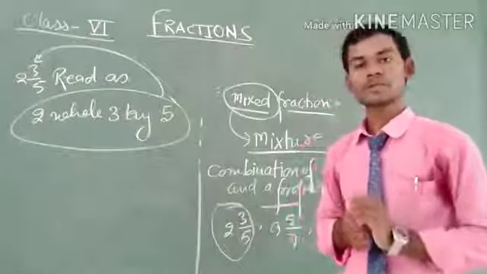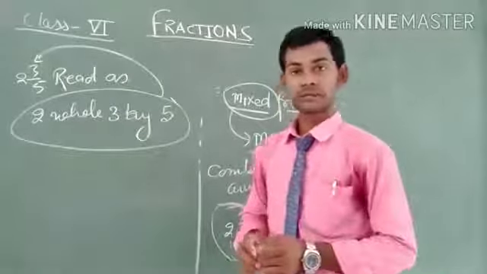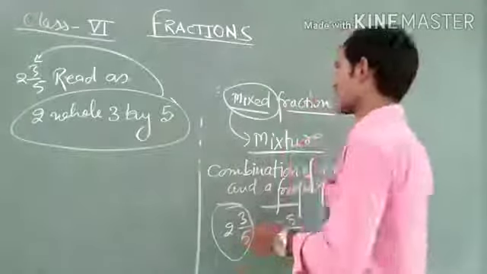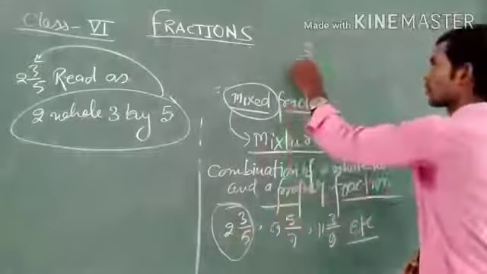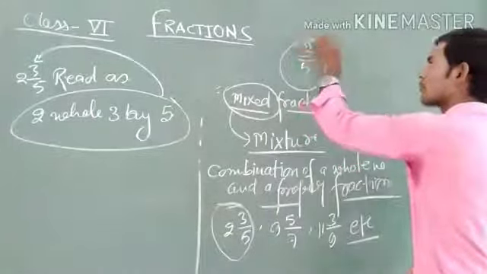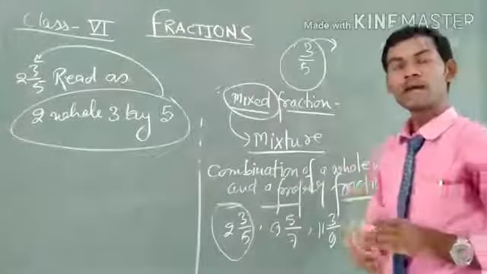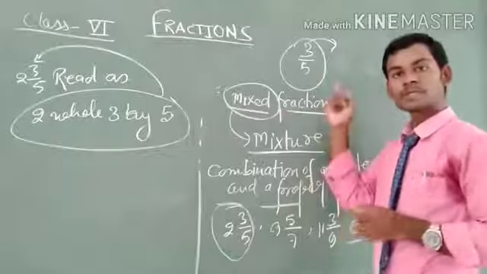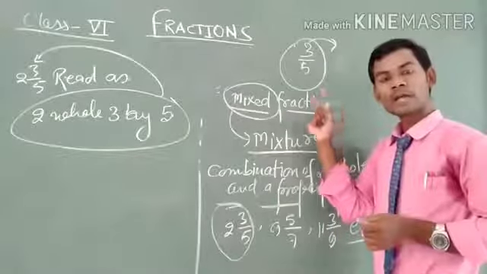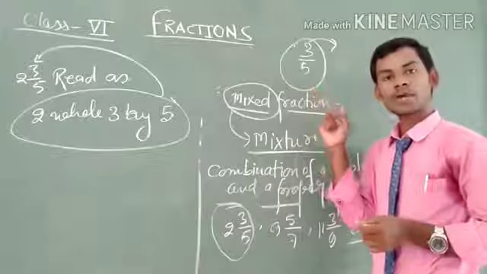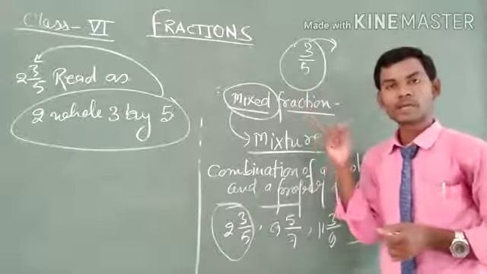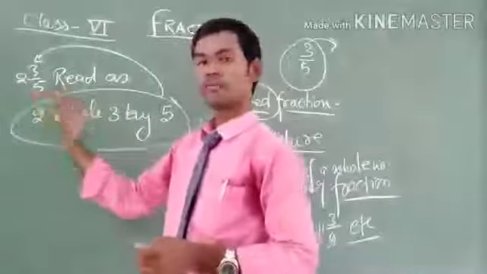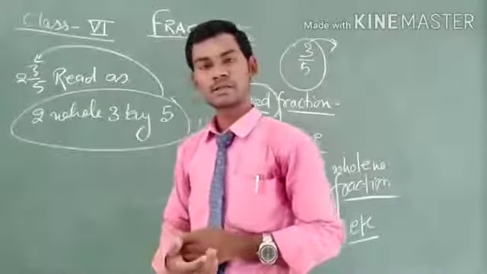And what is the meaning of this fraction? It is also necessary to know the meaning of the mixed fraction. Why? Because if I write here a proper fraction 3 upon 5, then the meaning of 3 upon 5 is that 3 parts have been taken out of 5. The meaning of this proper fraction is that we have taken 3 parts out of 5 equal parts. Similarly, it is necessary to know what this fraction says.